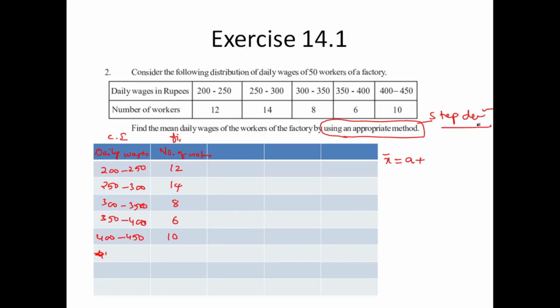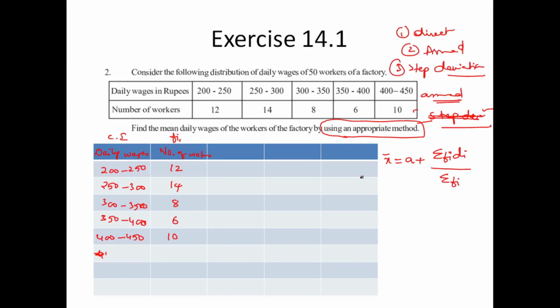So x bar is equal to sigma of f of i into your xi by sigma f of i. So this is your required formula for the step deviation method. Okay. Now what is required here? What is this? This is sigma of f of i, right? So sigma of f of i, when I look at this one, if you add this, you'll have 50. It is already given over here.